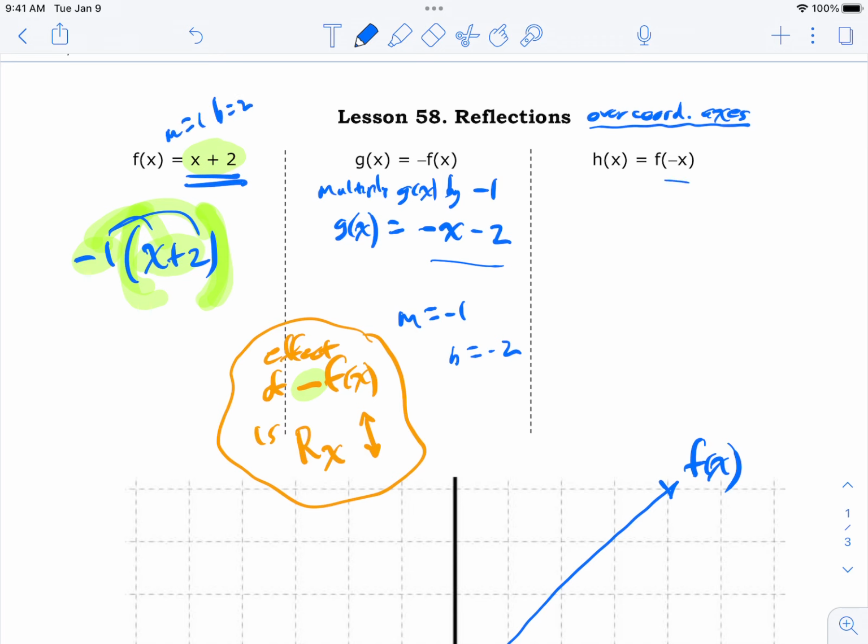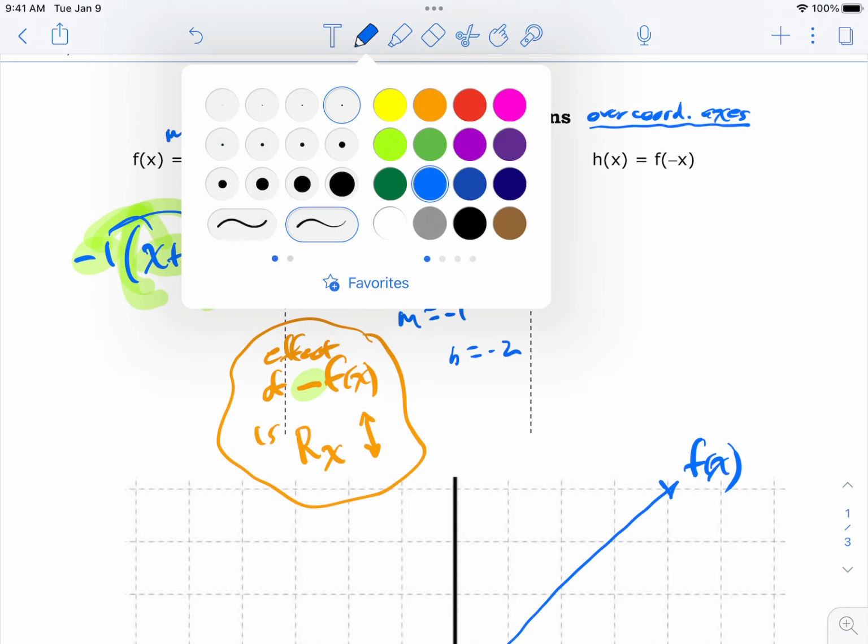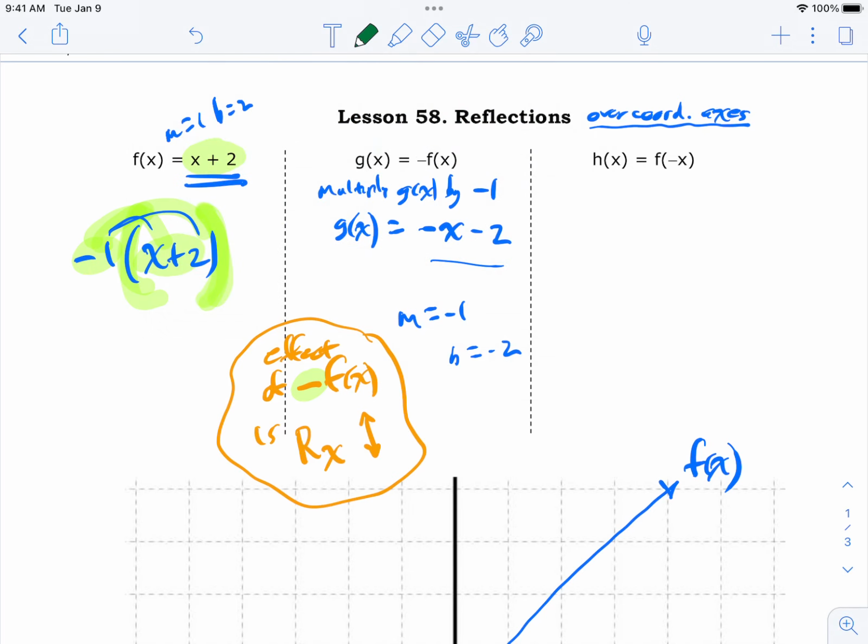Well, now let's look at this over here. In fact, let's change colors and look at that over there. So what's going on here? Well, notice the negative's in a different spot. Over here, the negative was out in front, and that meant multiply the whole function by -1, which is not what's going on here. What's going on here is go inside the function and make x negative. Make all x's, really. Take every x inside your function's equation and make it into a negative.